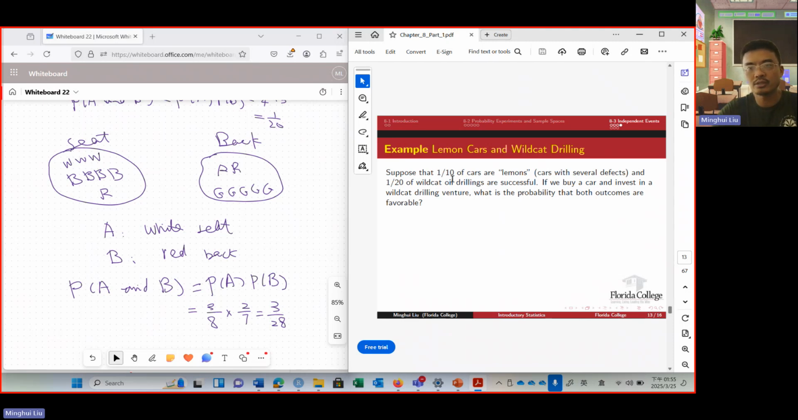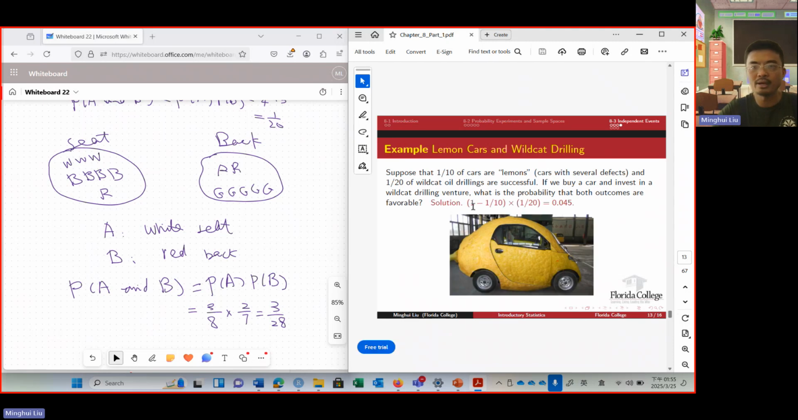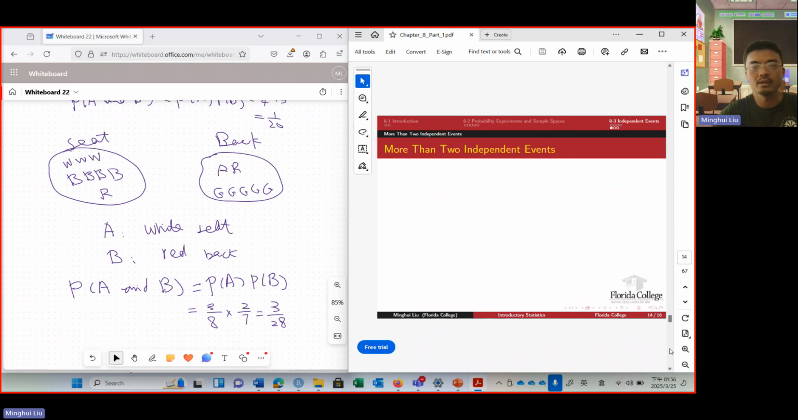So here, the chance of buying a lemon car is 1/10. That implies the chance of not buying a lemon car is 9 over 10. So for this question, you should use 1 minus 1 over 10, which is 9 over 10, times 1 over 20. Now your result is about 0.045, or 4.5%. So if you just do this randomly, the chance of both of them being favorable is actually pretty low. And what about 2 or more independent events?